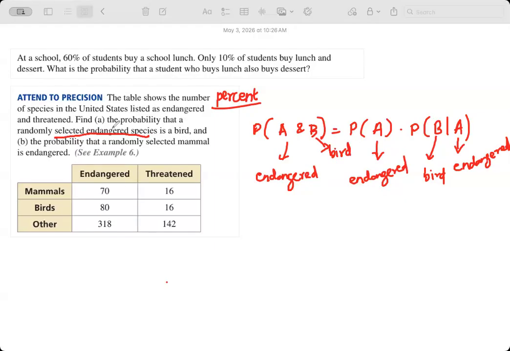I need to find this. See, probability that a randomly selected endangered species is a bird. I need to find this. Both occurring, endangered and bird. Wow. I will leave it to you guys. You do.